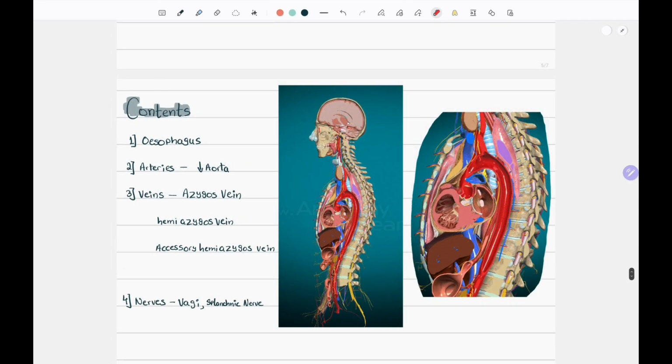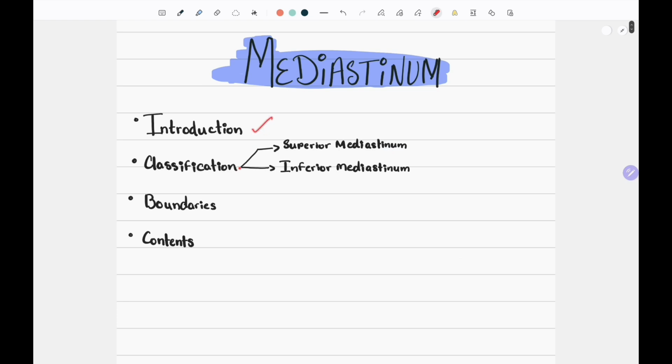So done with the contents of the posterior, middle, anterior and superior mediastinum. Done with introduction, classification, boundaries and contents.